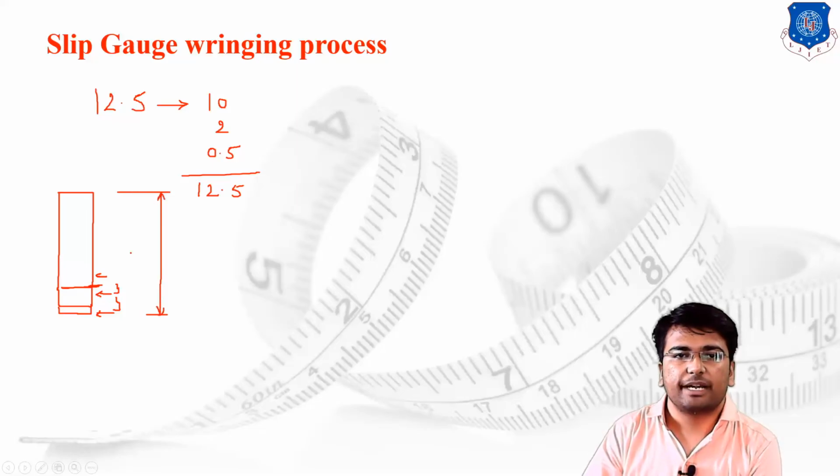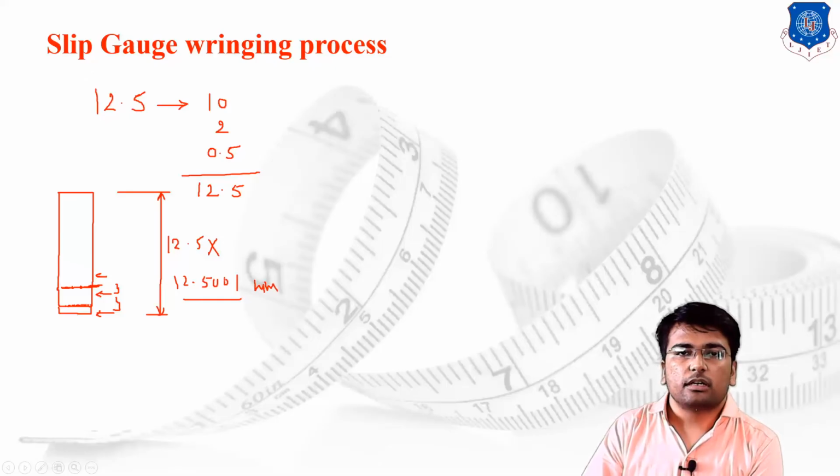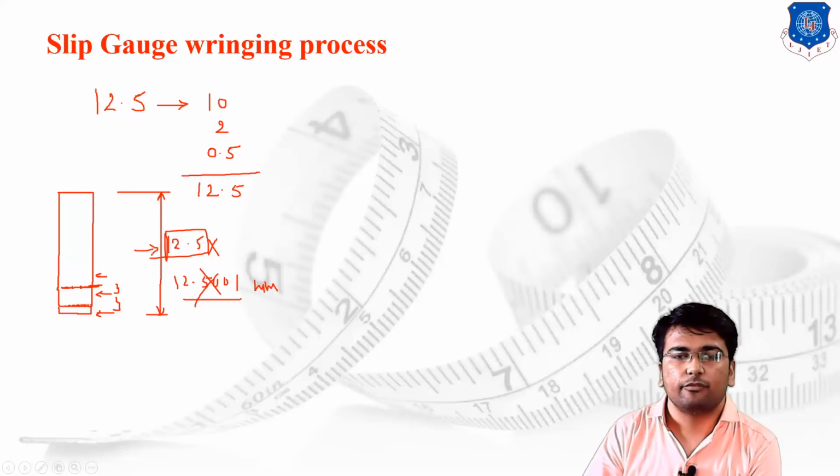Suppose the dust and dirt particle has covered the top surface of this particular slip gauge, then instead of 12.5 I will find the total height of the slip gauge as 12.5001 mm. So this is not my requirement. To manufacture the stack of exactly what you require, we are using the ringing process.